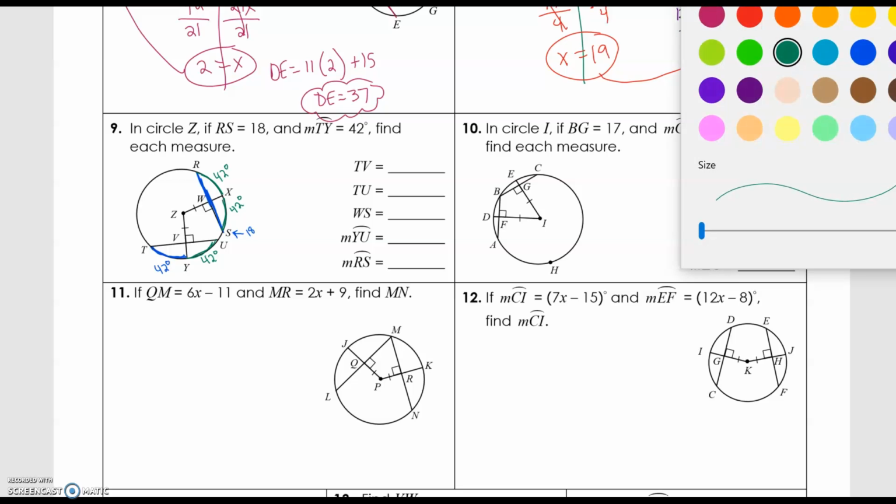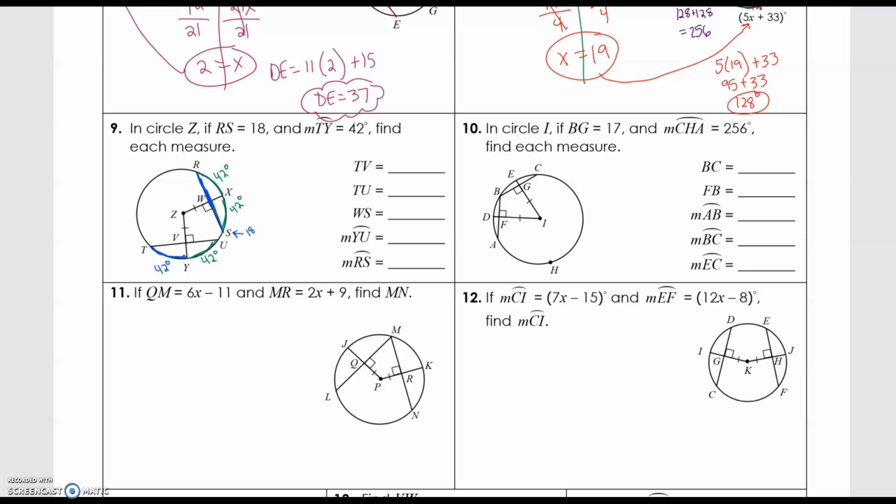Then the other thing I know is if RS is 18, then that means TU is 18 also, and that means each of these little pieces is 9 because they're split in half. So all of those are split in half. So they're all kind of divided into congruent parts. So now let's answer these questions.